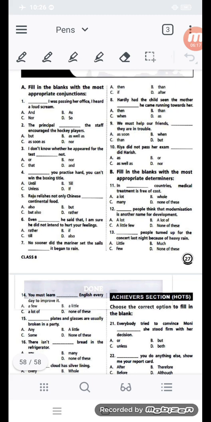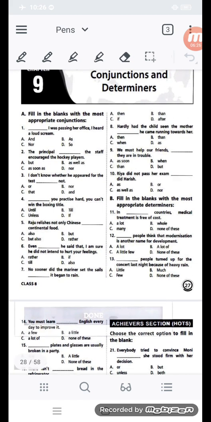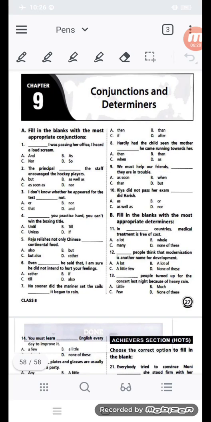No sooner did, question number 7. No sooner did the mariner, said the sailors. So no sooner is combined with than. Here you will get the option than in option A. Like here, no sooner is combined with than.